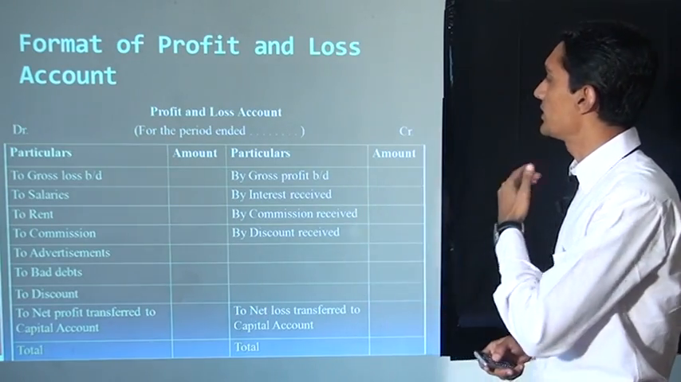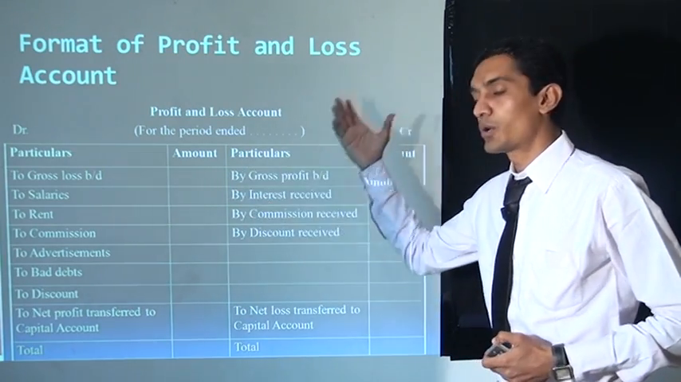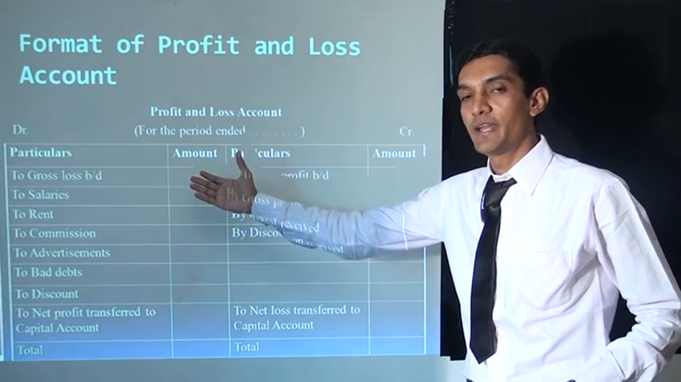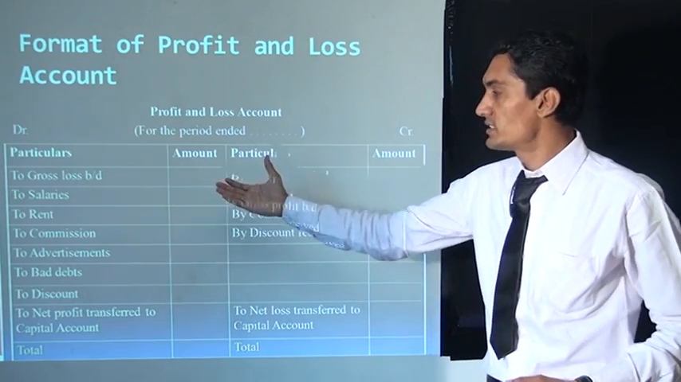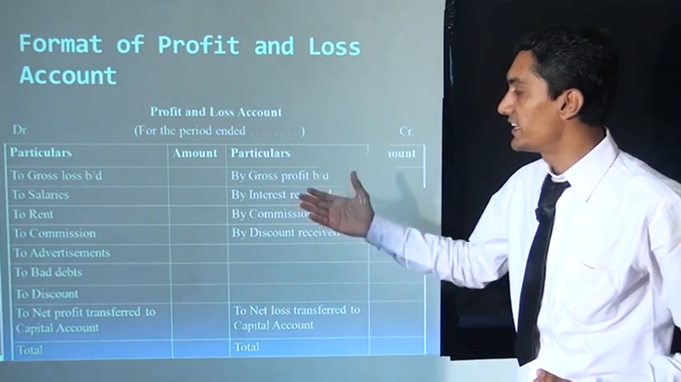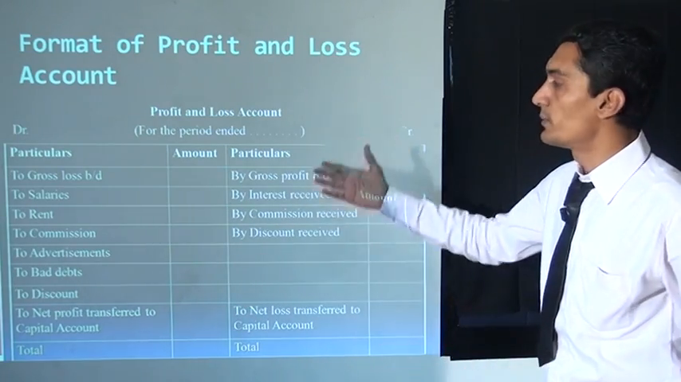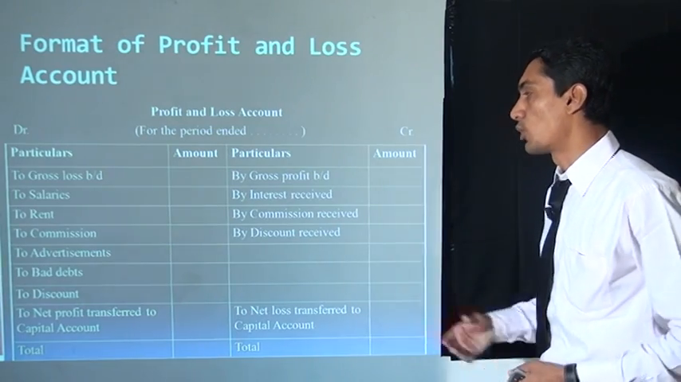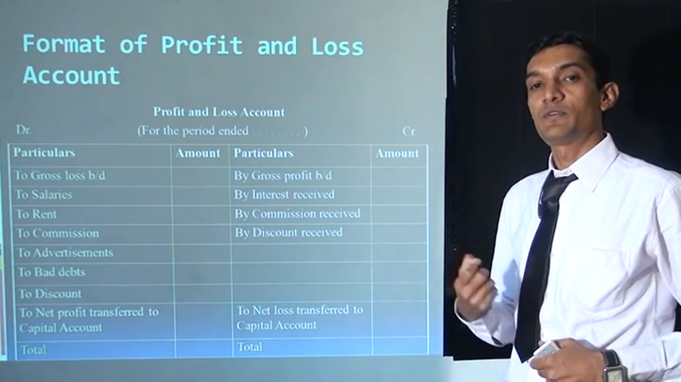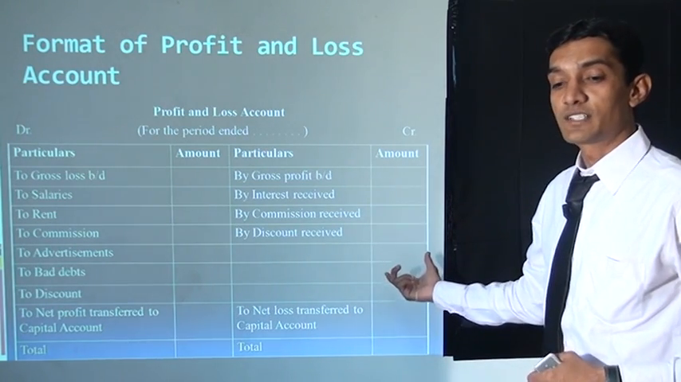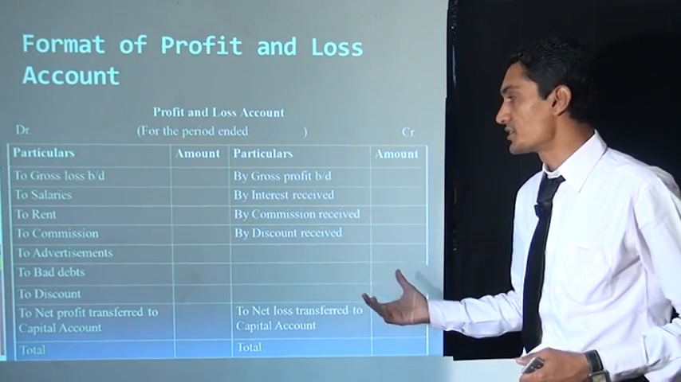Particulars and amount, for the period ended. Suppose there is a gross loss from the trading account, it comes on the debit side. Salary, which we already discussed, rent, commission, advertisement, bad debts, discount, all are our expenses, so they come on the debit side. And on the credit side, gross profit, interest received, whatever income we have received, it is our income and comes under the credit side. Income, interest, commission received, discount received.